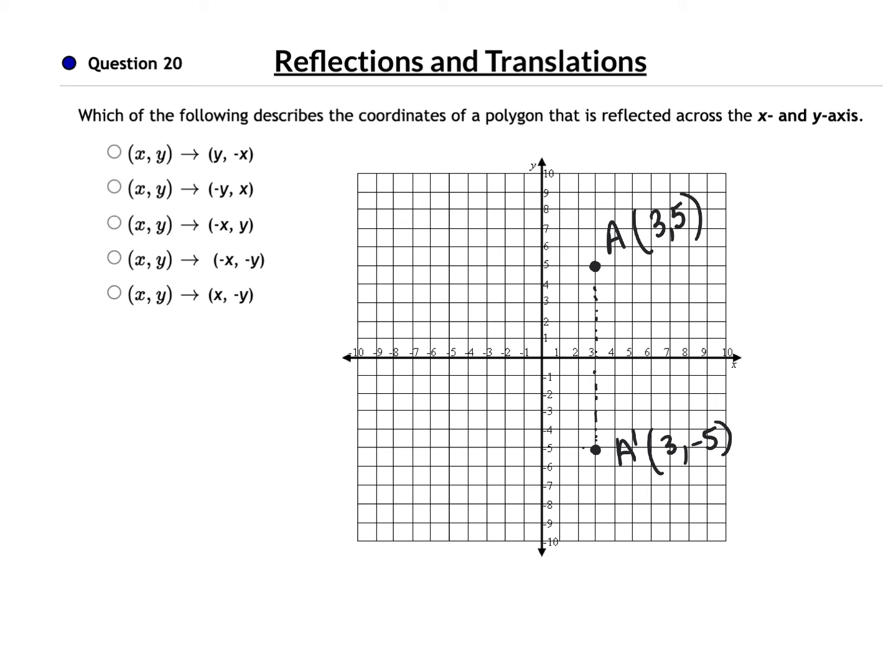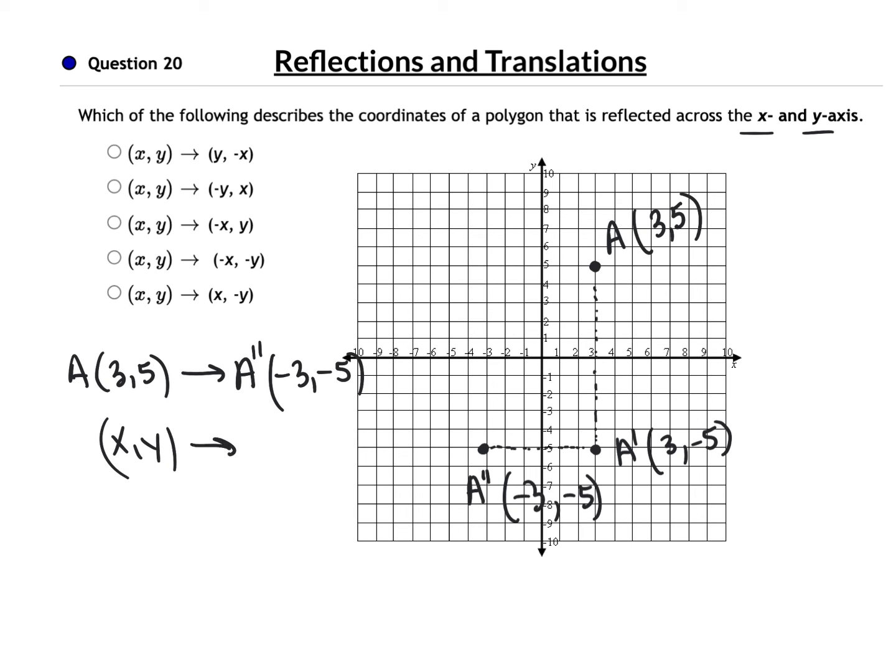When I reflect it over the y-axis, it's 3 units away. It'll end up 3 units away along a perpendicular. This is A double prime, we'll call it. It has coordinates -3, -5. This transformation across the x and y axis takes a point A, which is 3, 5, and sends it to A double prime, which is -3, -5. x, y becomes -x, -y. That would be this one.